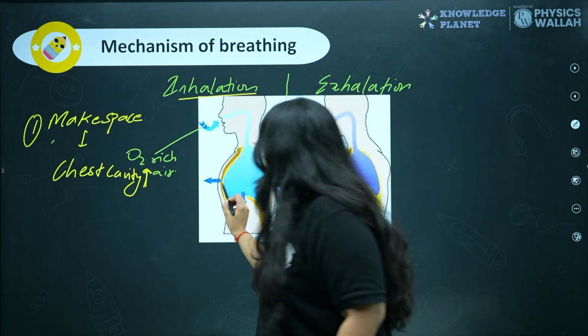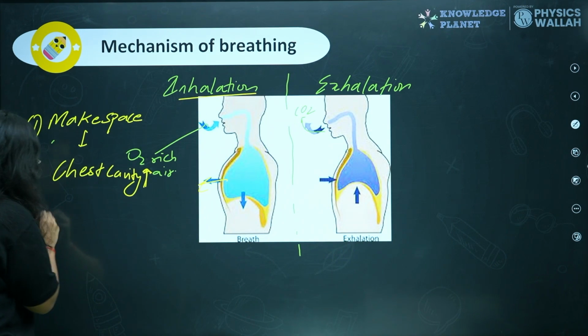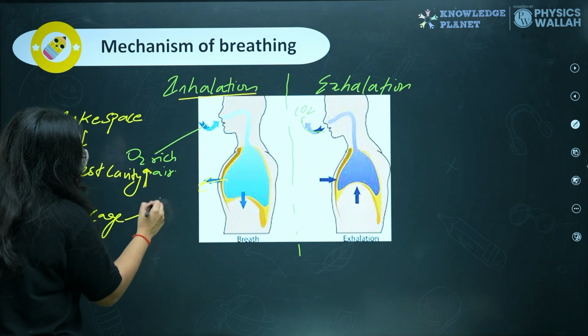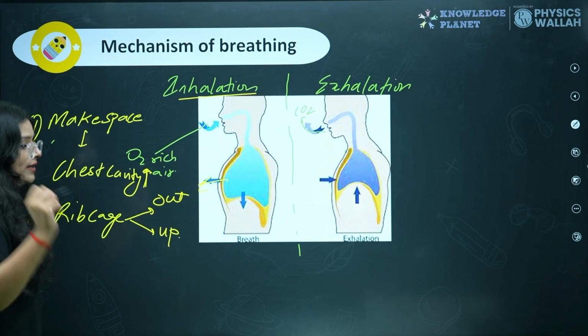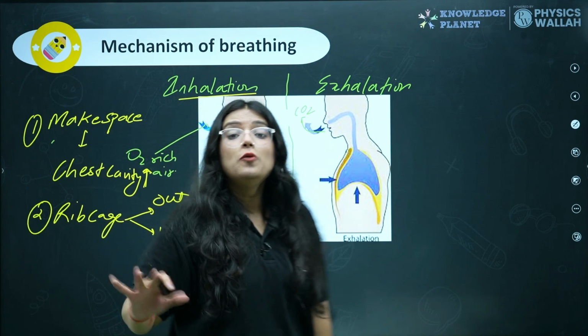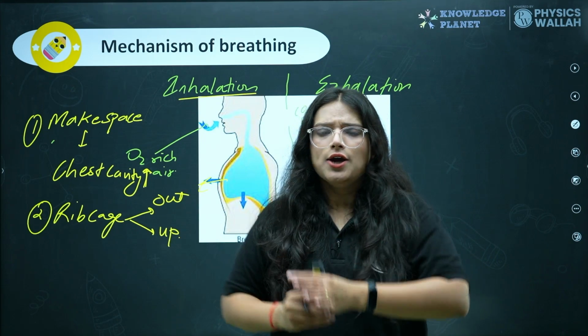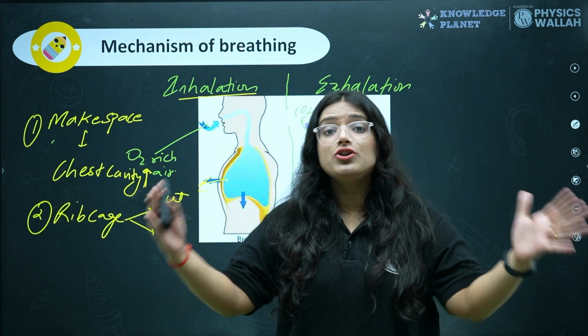So that is your rib cage. You can see that during inhalation, the rib cage moves outwards and also upwards. Okay, now let's talk about this dome-shaped diaphragm on which the lungs lie. When we inhale, we have to make space. We have to increase the volume of the chest cavity.